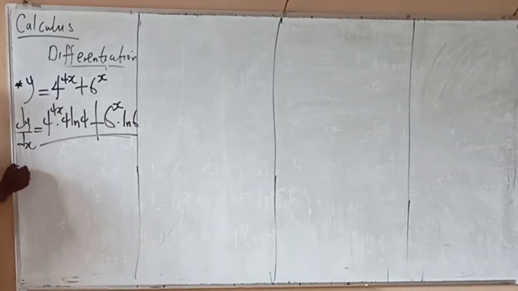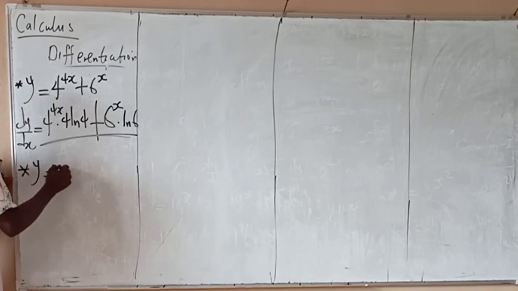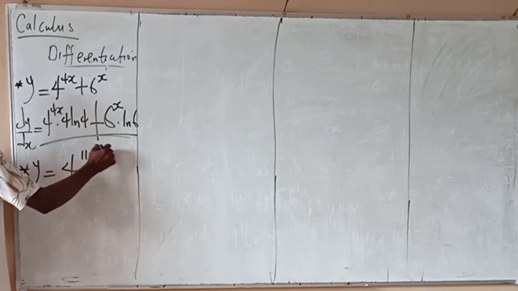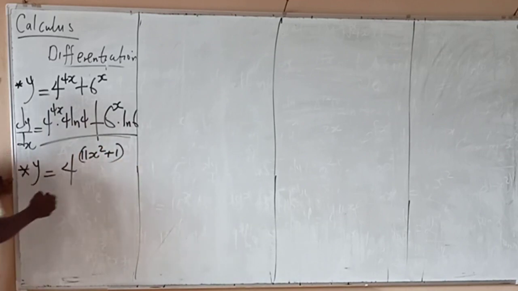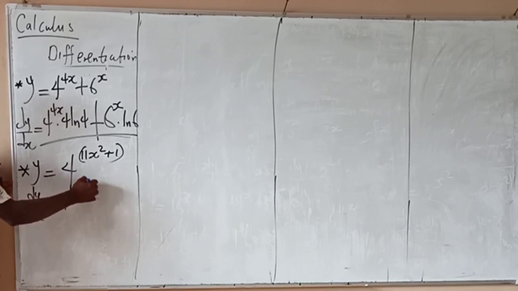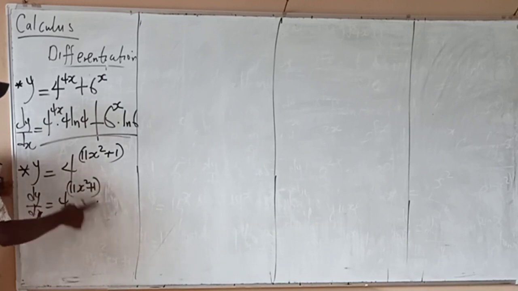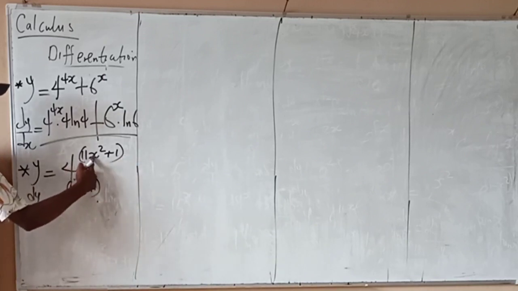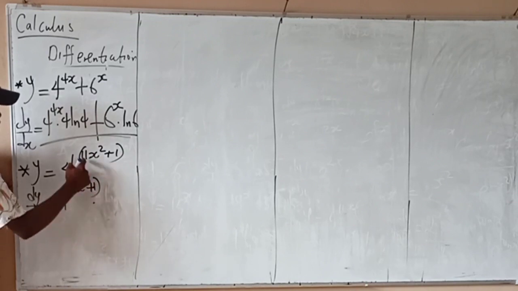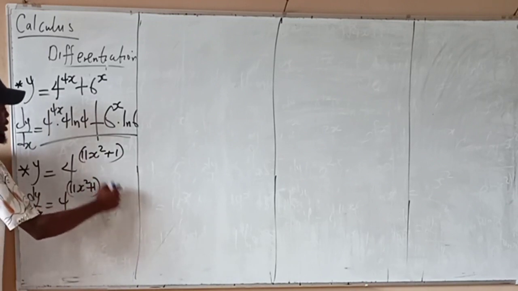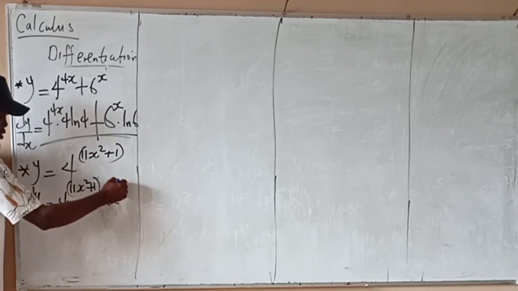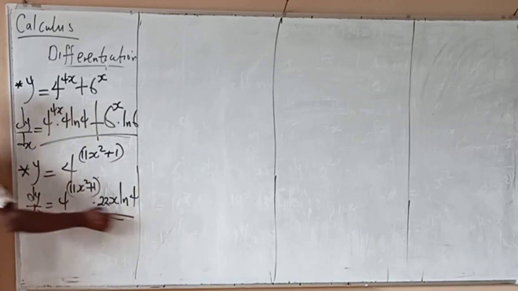That's the answer. If I have y to be equal to 4 raised to power 11x squared plus 1, what will be dy over dx? dy over dx will be 4 raised to 11x squared plus 1, then times what? Log of what? Okay, wait. Before you multiply, remember we differentiate the power. We differentiate 11x squared, we're going to have 2 times 11, 22x, then ln of the base, which is the answer.